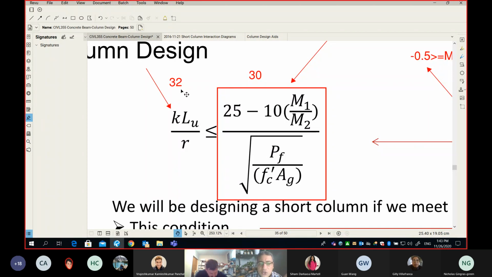Then how can you force the column to be a short column? The answer is here. Let me ask you, can we change the K? Yes, you can change the K through the connection. You need to make your beams very strong so they can resist the rotation and make a smaller K. So if you make K smaller, then this number will go down, right?